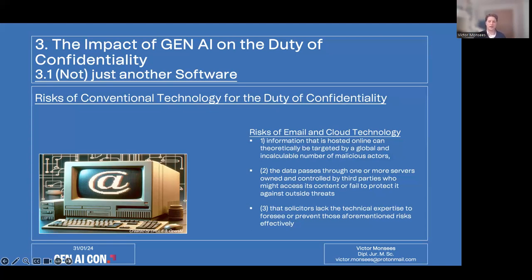The same was subsequently said of cloud computing since its widespread adoption in the 2010s. The main argument brought forth in both of these cases was that, first, while paper documents can be stolen, of course, access to them was generally limited to a few individuals, while information that is hosted online can theoretically be targeted by a global and incalculable number of malicious actors. Second, that the data passes through one or more servers owned and controlled by third parties, who might access its content or fail to protect it against outside threats. And lastly, that solicitors lack the technical experience to officially foresee or prevent those information risks.